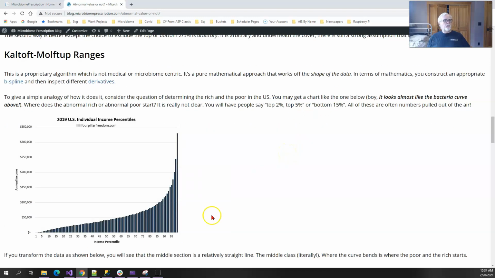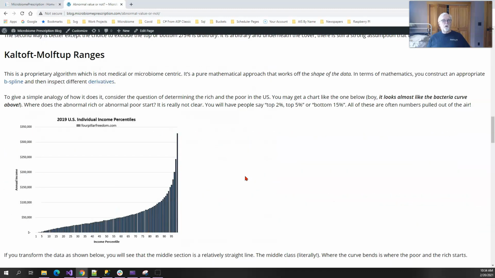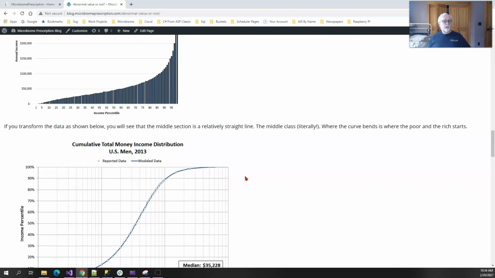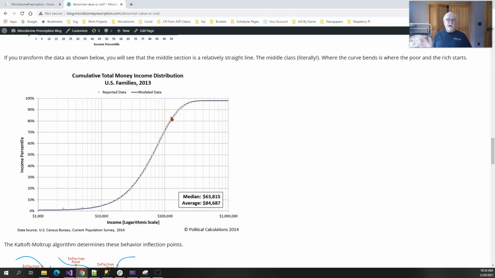Let's take a look at the example. Here we have an example of the U.S. income population. And guess what? Doesn't that curve look vaguely like the curve up above? Oops, it does. So in other words, the mathematics dealing with income population is a better match than the bell curve. And what we find in the literature, as you can see with the chart down below, is if we do a transformation, in this case a logarithmic transformation, we find that we have a big section in the middle where things are pretty much a flat, straight line.